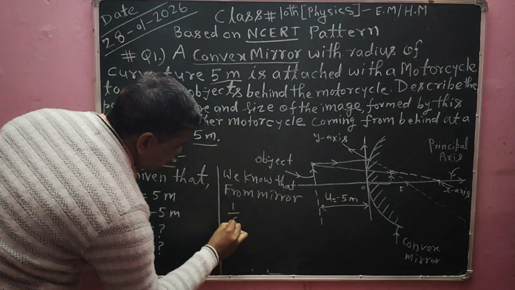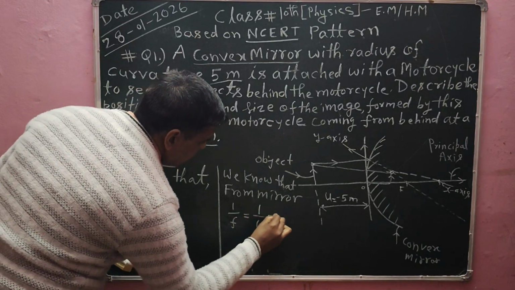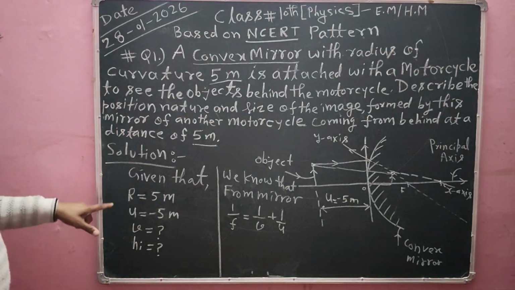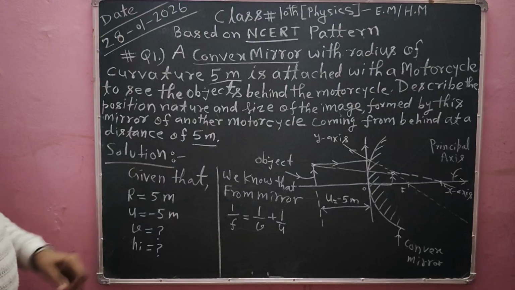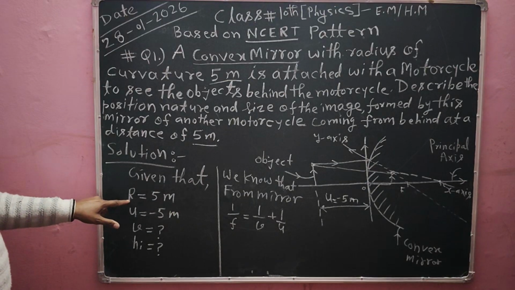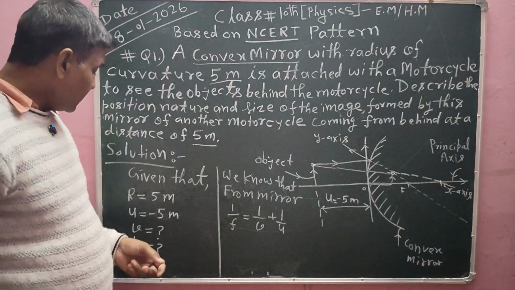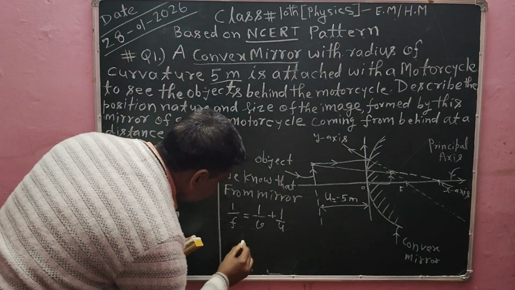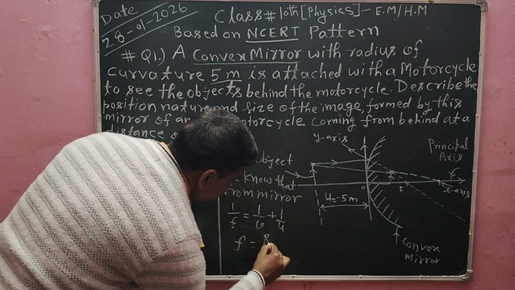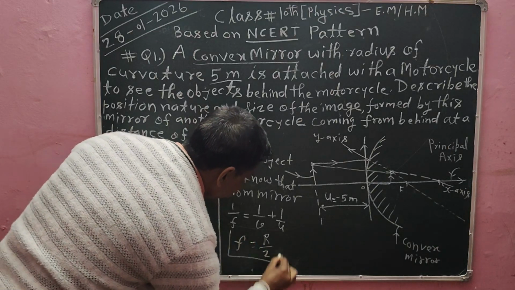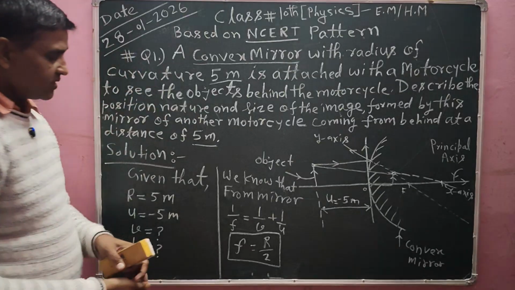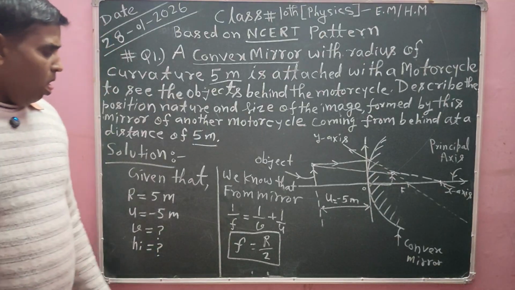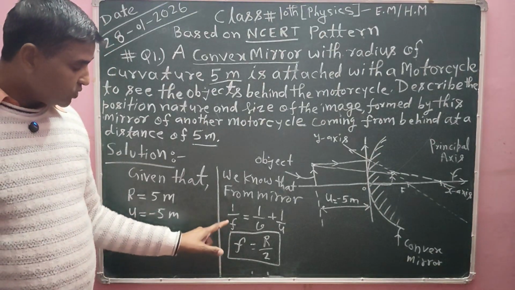1 by f is equal to 1 by v plus 1 by u. This is the mirror formula. The radius of curvature I know. Here I will also use another formula, the relationship between radius of curvature and focal length. The focal length f is equal to r divided by 2. So I have two formulas, and I will use both in this question.